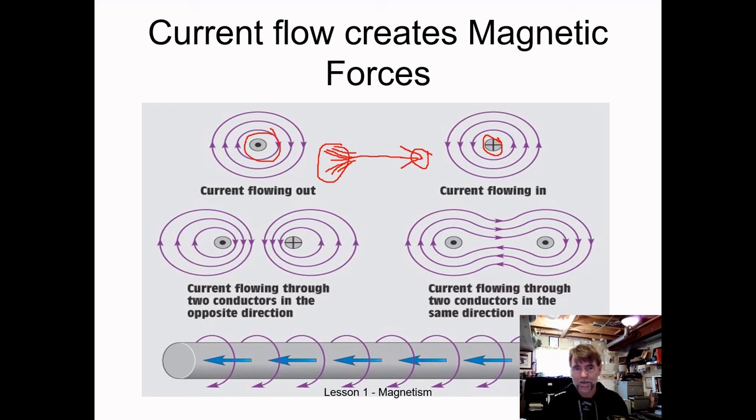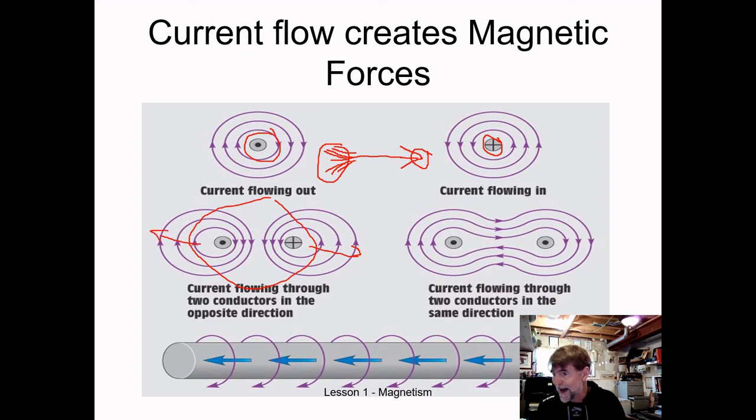The next two images, if we move down, we're looking at pairs of conductors, and there's two different scenarios there. The pair of conductors here on the left are two conductors with current flowing in opposite directions. You can see that you end up with two separate sets of lines of flux, one for each conductor. Because they are opposite, they are repelling. You can actually see them pushing outwards.